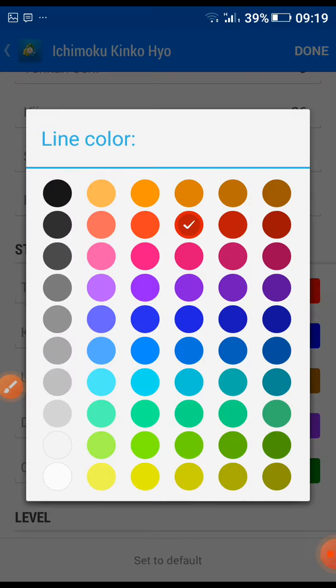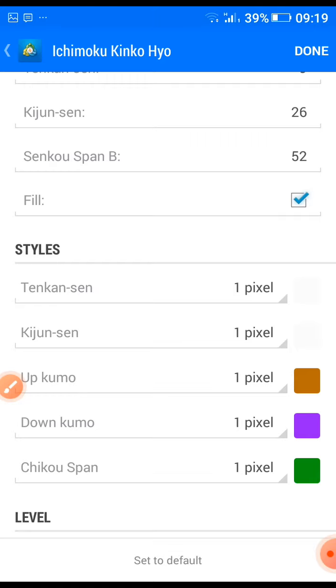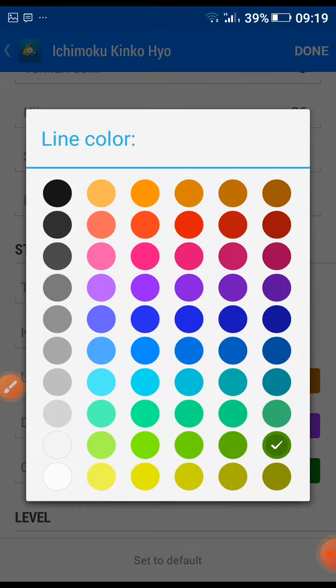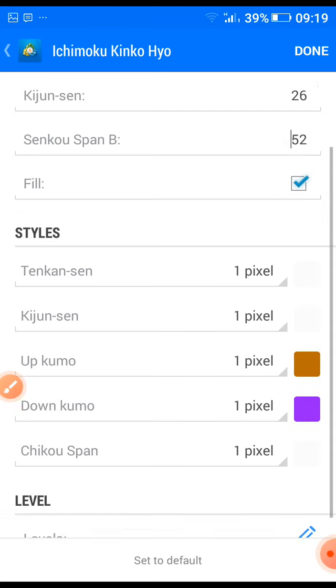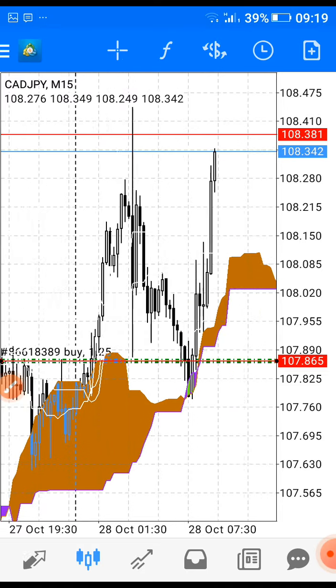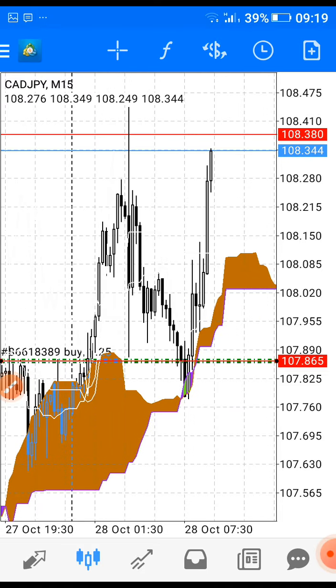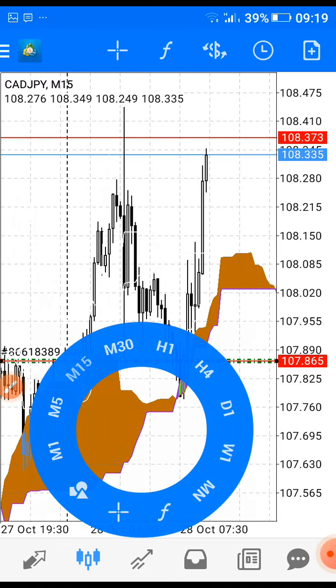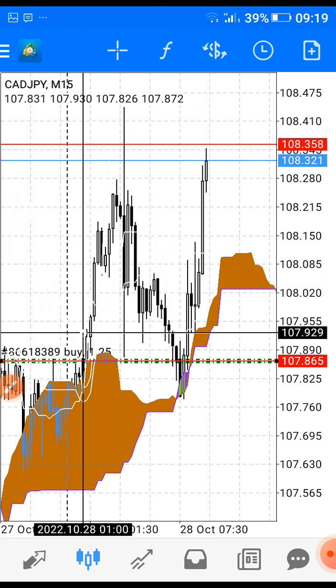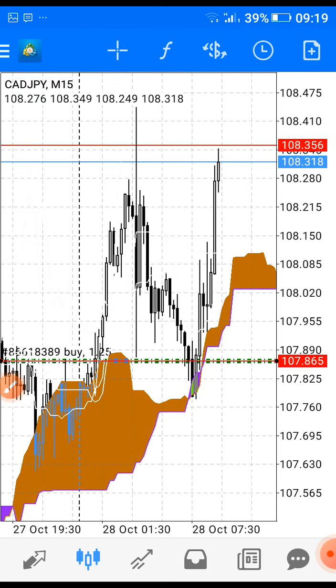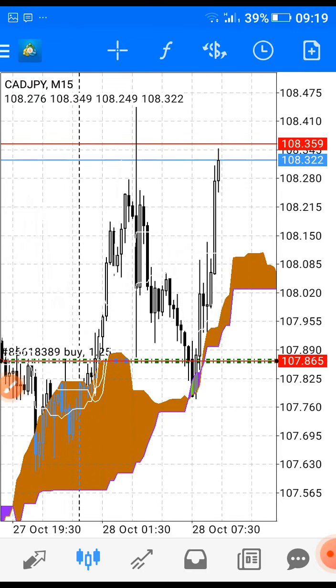Then the Tenkan-sen should be the color of your chart, the Kijun-sen should be the color of your chart, the up Kumo leave it, the down Kumo leave it, and the Chikou span you have to turn to the color of your chart. So you're only using the up Kumo and the down Kumo. You click done, and this is how it's going to look on your chart. Whenever it's below our chart, we look for a long position, and whenever it's above, we look for a short position.